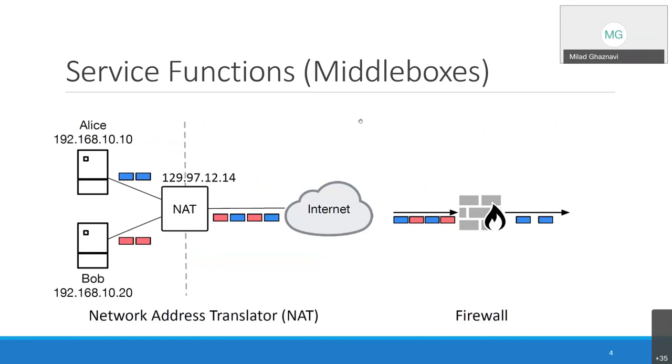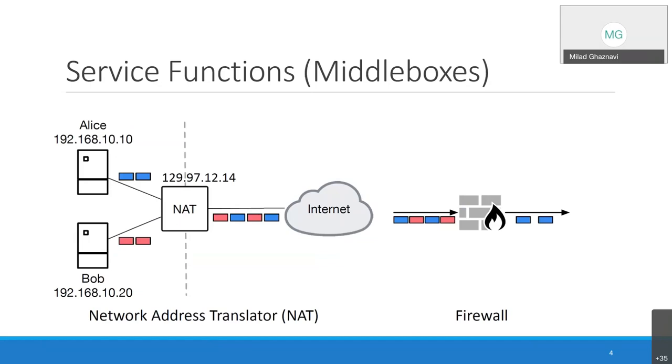Service functions, or middle boxes, are network functions that receive the traffic, process the traffic, and forward the traffic. Here are two examples. On the left side, you see network address translators, and they act as a bridge between a private network and public network. In this figure, Alice and Bob are residing in the private network. They send the traffic and they use private IP addresses, and the NAT translates these private IP addresses to public IP addresses that are accessible in the internet, and changes the header of the packets that it receives from Alice and Bob to public IP addresses and sends the packet to the internet. In return, when it receives the packets back, it can replace the header with the private addresses and send it to the correct address.